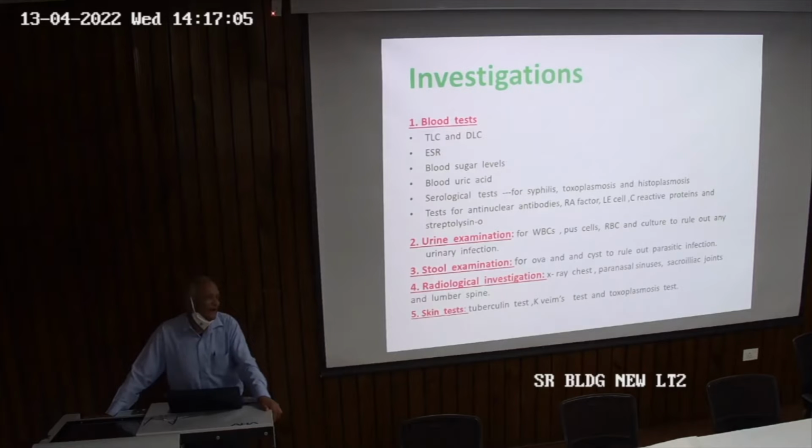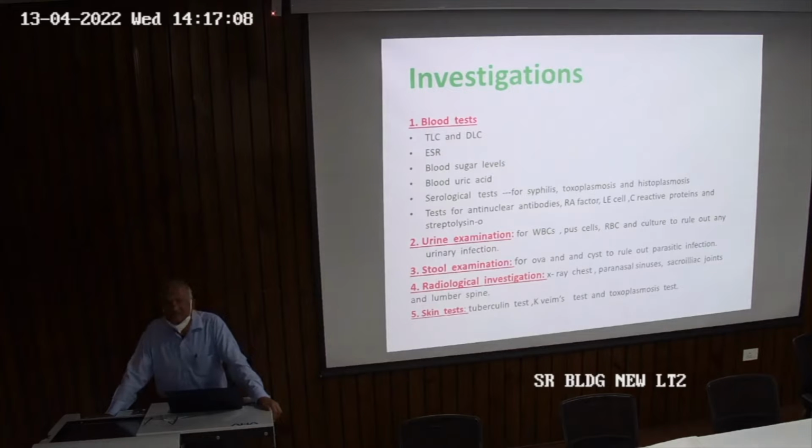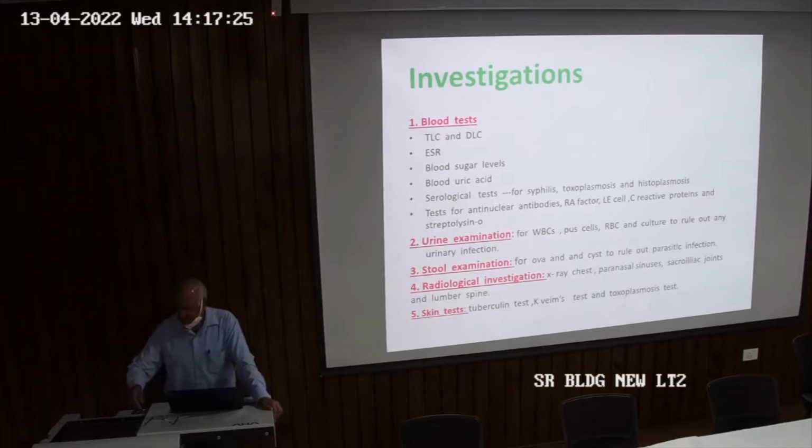Like LE cells, anti-RA factor, or anti-nuclear antibodies. Which disease do you want to know? These are the immunological diseases: anti-nuclear antibodies, rheumatoid factor, idiopathic. That is why we want to know that. The LE cell phenomenon is for allergic in nature or idiopathic causes. Urine examination also, for some UTI, that also causes uveitis. Stool examination, and we are asking for ova and cysts. That is also important.